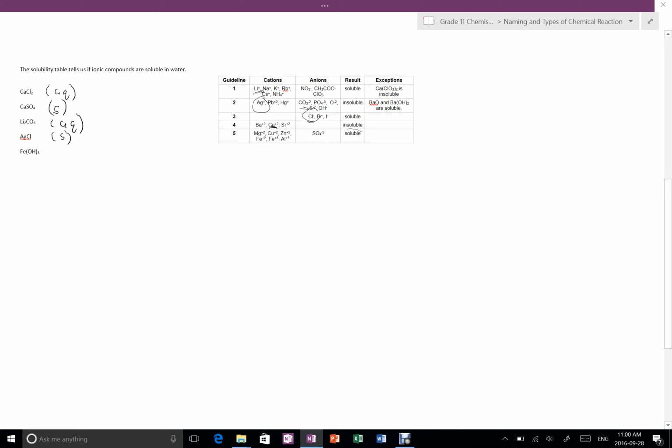Finally, iron hydroxide. Hydroxide is right here. Iron, is it iron 2 or 3? Doesn't matter. Iron 3 is right here. Hydroxide is clearly higher than iron, so this is the one that matters. It's insoluble, and so that forms a solid. So that's how we use this chart. We look through the chart for both ions. Whichever ion is higher in the chart is the one that matters more, and based on whether that ion tends to be soluble or insoluble, that's how we decide if the compound is soluble or insoluble.